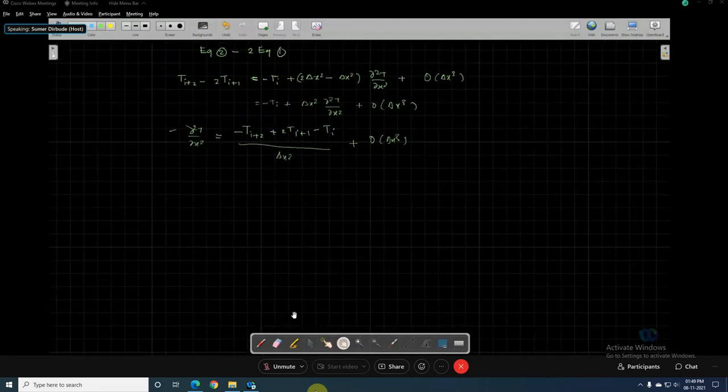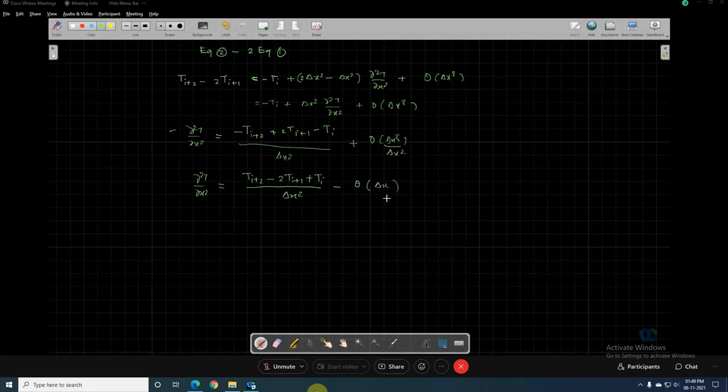And by simplification, we can write this as Ti plus 2 minus 2Ti plus 1 plus Ti over delta x square, plus order delta x square divided by delta x. So this will be a second order expression for forward difference.